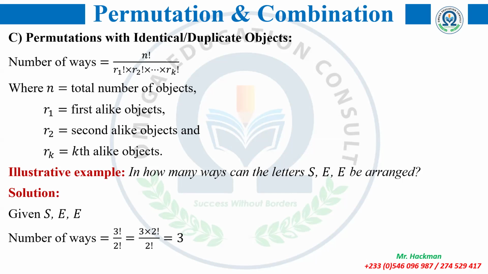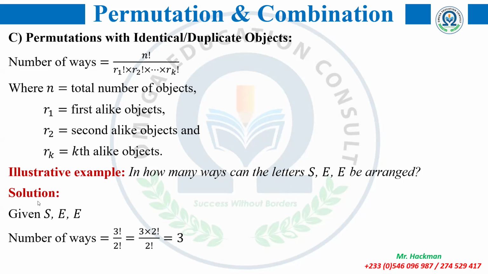Very soon I think I'll go back, but let me come to this straight away. So let's look at the illustrative example. In how many ways can the letters S, E, E be arranged? If you look at the letters that you have here, do you see duplicates? Do you see identical objects, or are all the objects distinct? Yes, you see E and E. You see duplicate objects.